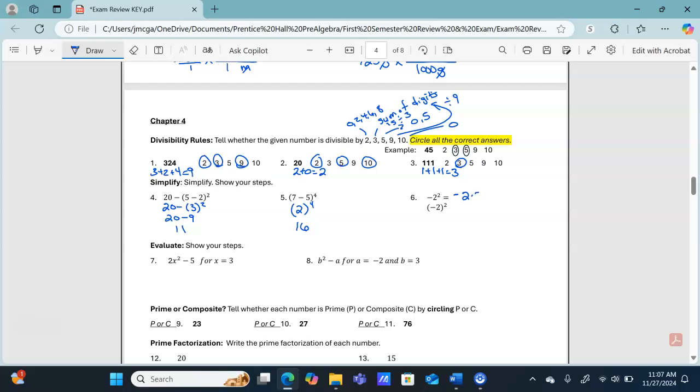On this one, only the 2 is squared. This is negative, and then 2 times 2, which would be negative 4. On this one, the negative 2 is squared. So this is negative 2 times negative 2, which is positive 4.